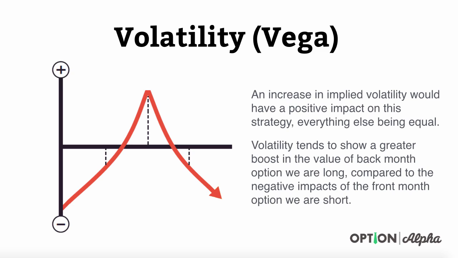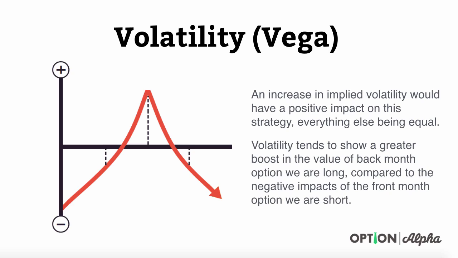Volatility, again, like we said, an increase in volatility will help this position because we're going to be net long options. We're going to have a longer term option in the back month, and compared to the negative impact on the front month option we're short, we're going to see a greater impact from volatility on the value of that back month option. So that's why volatility is really good for these positions. That's also why you want to trade them first when implied volatility is low.